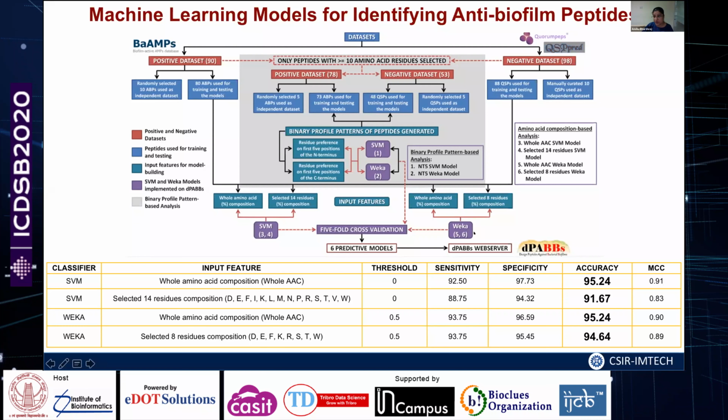Professor Ranganathan has already told about that. And we basically identified whole amino acid as well as certain specific amino acids as features that are contributing to antibiofilm activity with a very high accuracy. So this is the first model and the best model that one can use today for prediction of antibiofilm peptides.